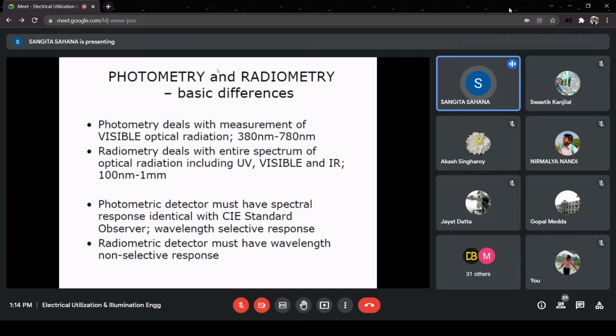Photometry deals with the measurement of the visible part, which is 380 to 780, and for the entire optical radiation range, it is called radiometry. If my sensor can detect from UV to IR, like from 100 nanometer to 1 mm wavelength, then that is called radiometry. Otherwise, it is photometry. The photometric detector must have a spectral response identical with the CIE standard observer, that is the V lambda or V dash lambda curve, and it must have a wavelength non-selective response.